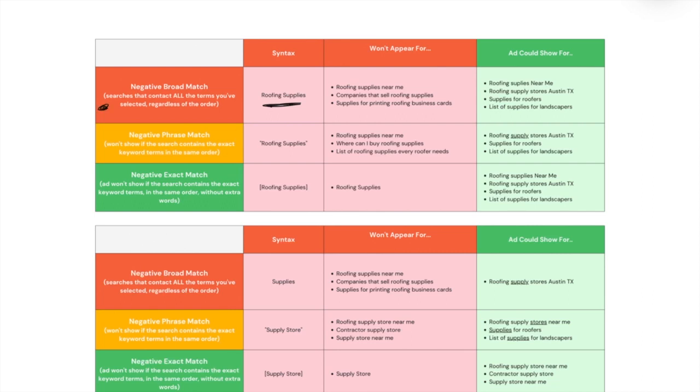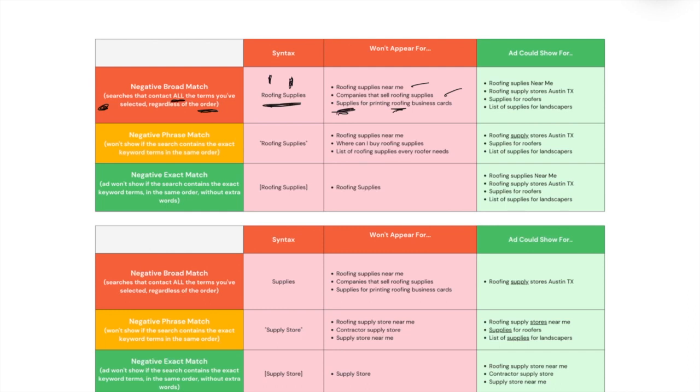If you look here, I wrote it out. Searches that contain all the terms you've selected. So all is super important, regardless of the order. What you're telling Google in this one is, if it has the word roofing and has the word supplies, I don't want to show. So you're not going to show up for roofing supplies near me. You're not going to show up for companies that sell roofing supplies. You're not going to show up for supplies for printing roofing business cards because you have supplies in here and you have roofing. All 3 of these have both of those keywords in it.